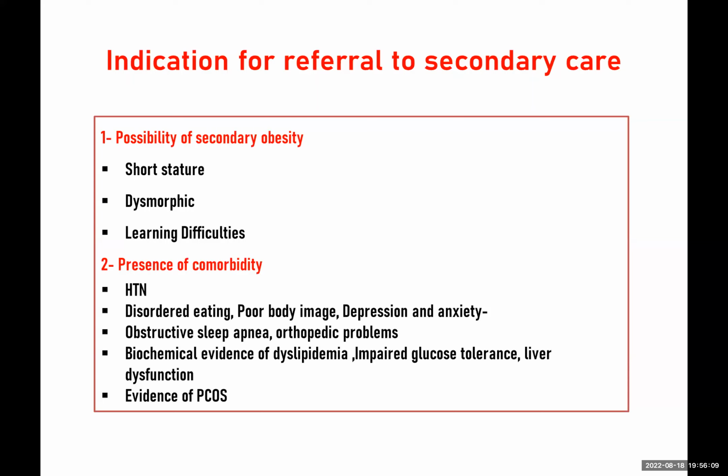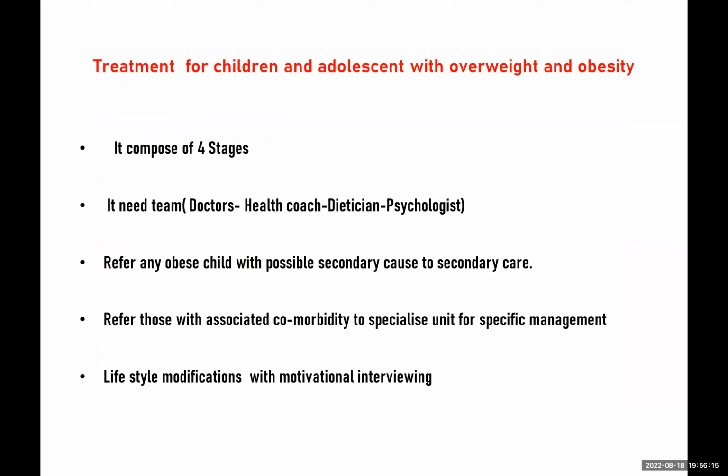So if you have any evidence of comorbidity, you can refer the child to the center where they can deal with these problems. Treatment of children and adolescents with overweight and obesity. It is composed of 4 stages. Usually we have 4 stages of treatment. And the stage, again, depends on the age of the child, the body mass index of the child, and the presence or absence of comorbidity. And the 4th thing is, is there any health risk, behavior risk, or medical risk?